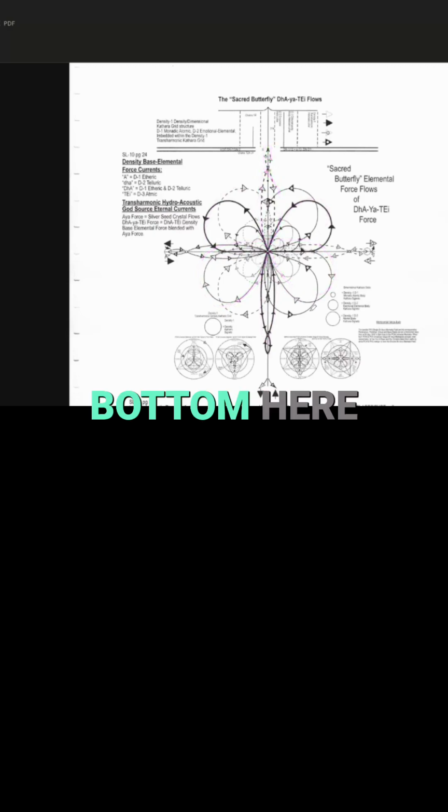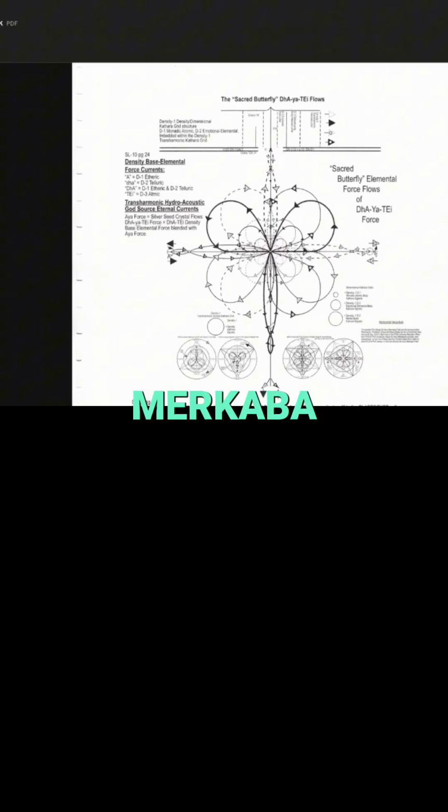Do you see down at the bottom here how they fit into the Merkaba perfectly? They have connection points at the Cathara grid, fit right inside the Merkaba. It all connects.